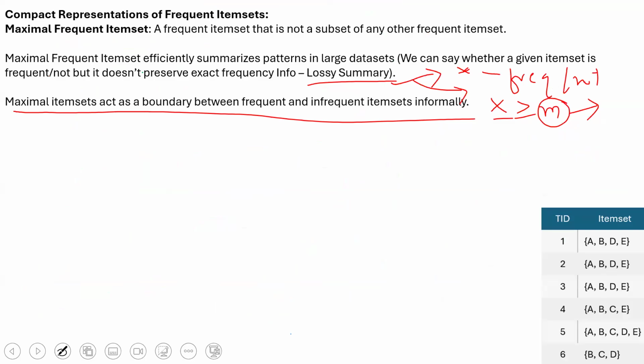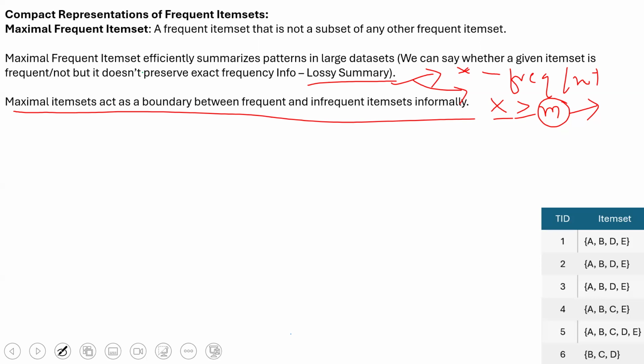What we have done when we constructed maximal frequent item sets: an item set is called a maximal frequent item set if it is not a subset of a frequent item set. Maximal item sets let us know, for a given item set, whether it is frequent or not. We can also specify the minimum support of that item set.